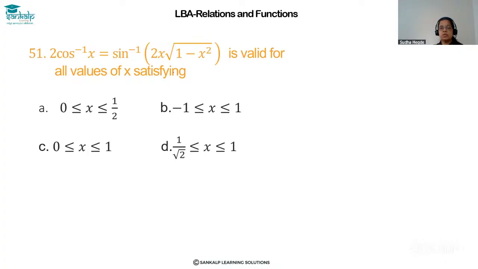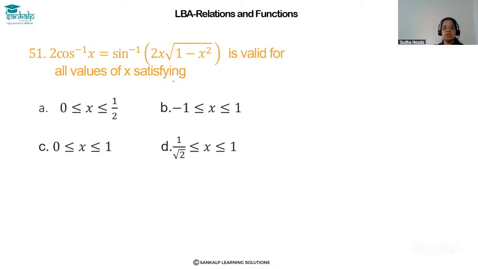Hi students, the question is 2 times cos inverse x is equal to sine inverse 2x square root of 1 minus x square is valid for all values of x, that is fine. So you check the interval.